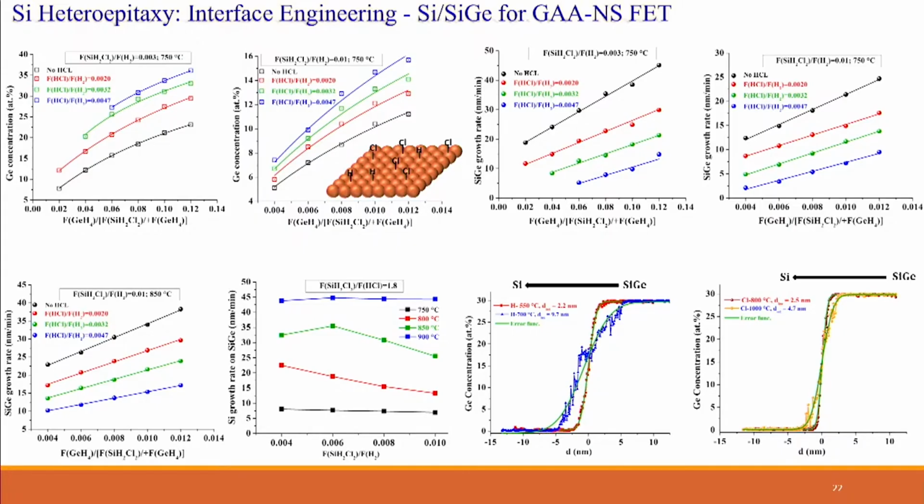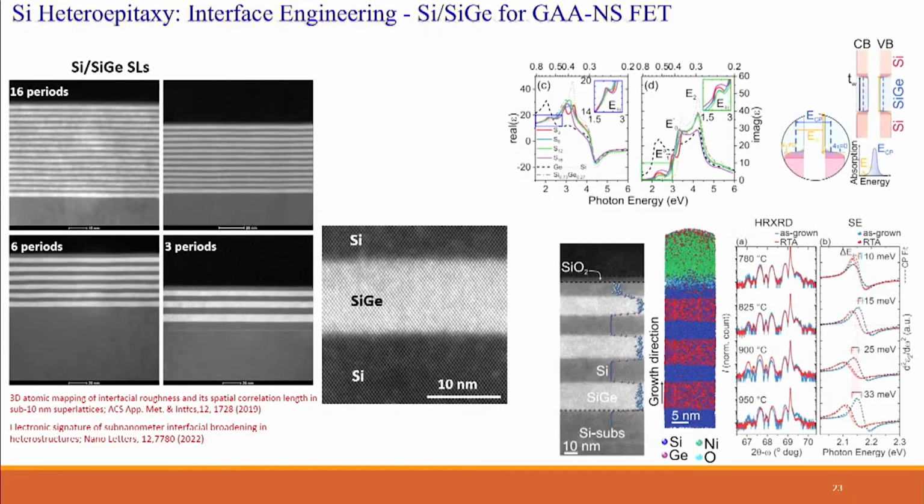And that's where you start seeing these segregation effects again. So you see, we could grow very high crystalline quality up to 800, 900 degrees Celsius with really sharp interfaces. So you could grow 3 periods, 6 periods, 12 periods.